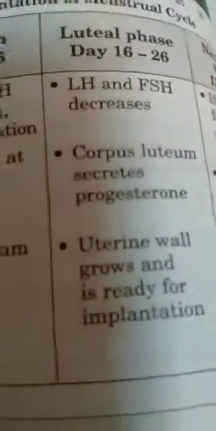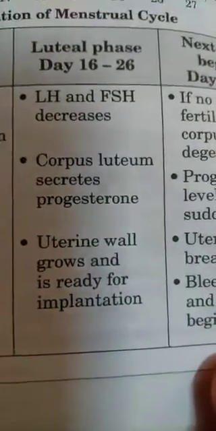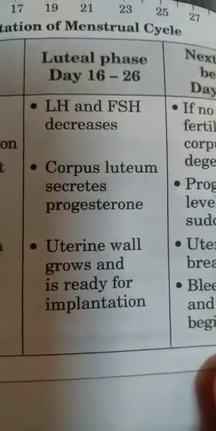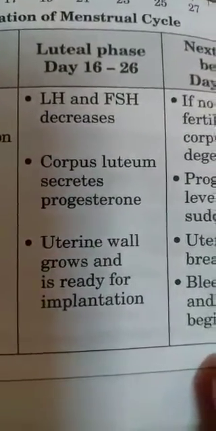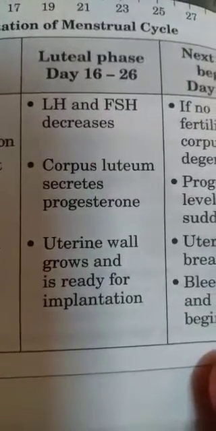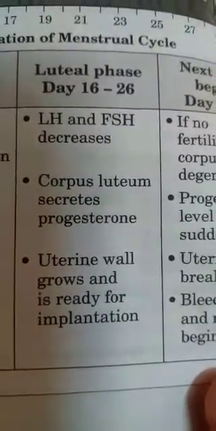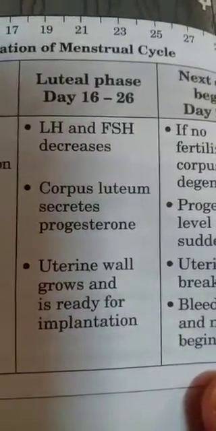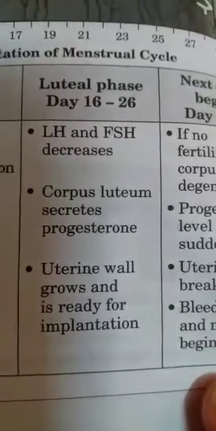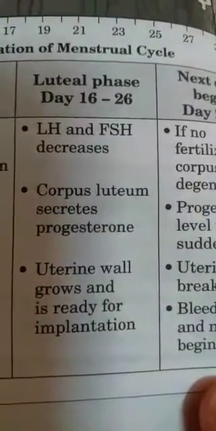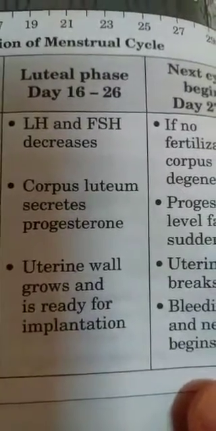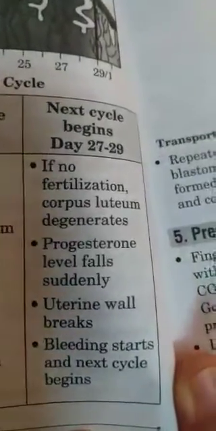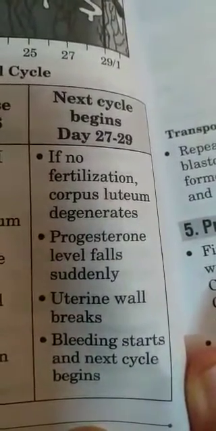Then 16 to 26 days. Now the levels of LH and FSH start decreasing. The corpus luteum secretes progesterone. What is the corpus luteum? When ovulation has happened, the cells or outer tissue left behind are the corpus luteum. It starts secreting progesterone. The uterine wall grows and is ready for implantation, meaning if the egg is fertilized, the uterus wall is ready for fixing that fertilized egg. Then the next cycle begins on day 27 to 29.